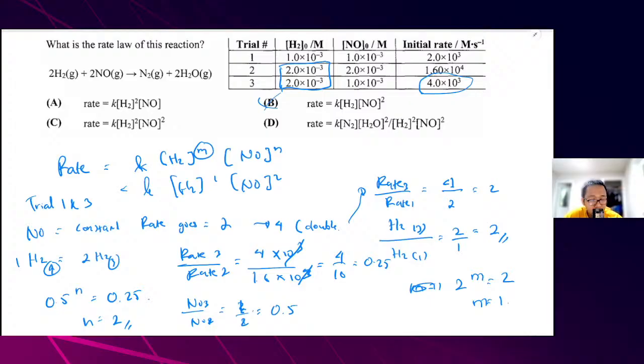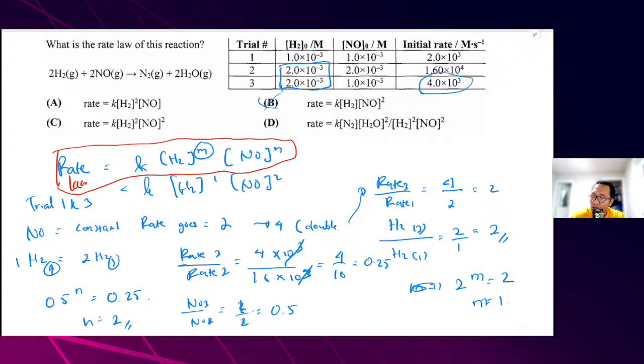Okay, just remember the concept of rate law. Rate law is the expression of how the rate of reaction depends on the concentration of the reactants. And then we can determine the order of the reaction by seeing how a change in concentration affects the rate. Okay, so we got the answer. The answer should be B, right? Should be B.